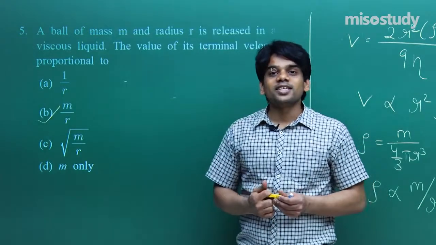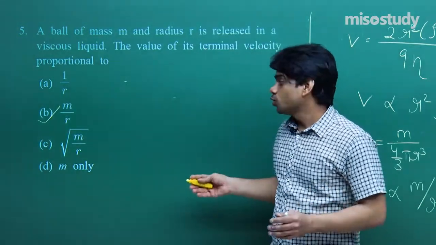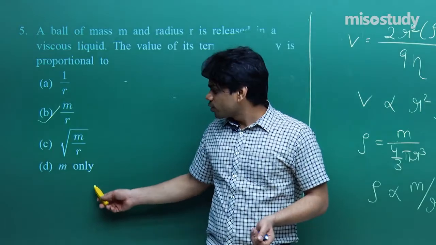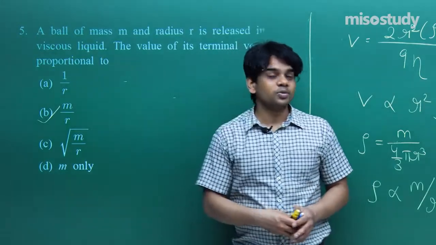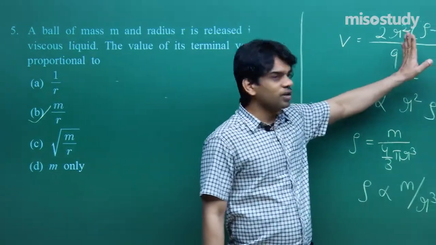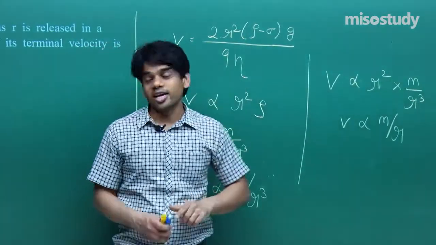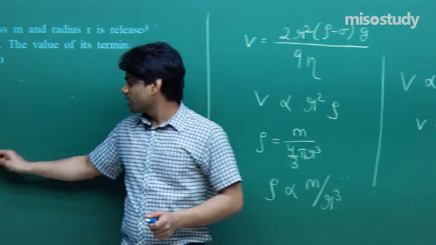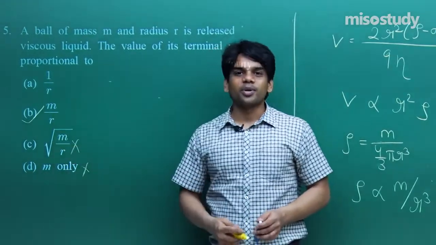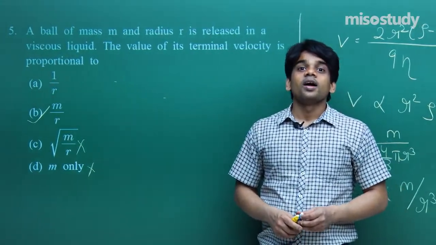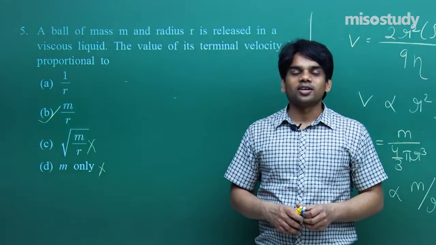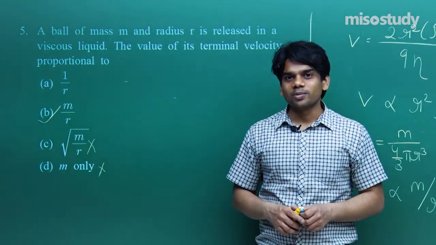If you are not proceeding in this way, you may be confused about what option to choose. You can also mark only m, because you must be thinking that m will come here because rho is somewhere proportional to m, and you may mark m, but this is also incorrect. Only option is m by r. I hope that you have understood what kind of questions do come in this chapter.